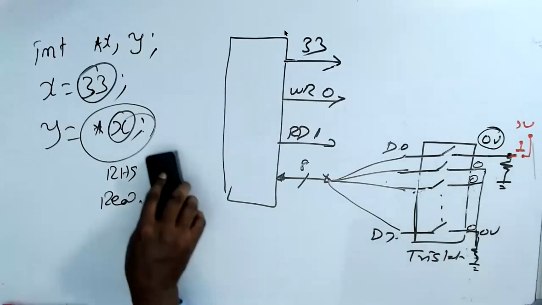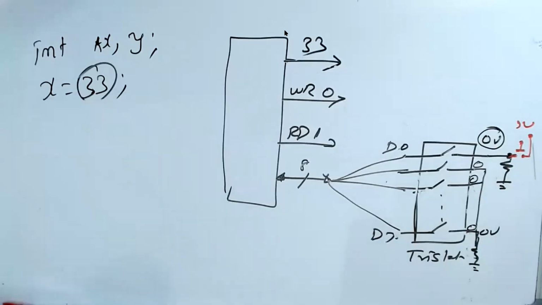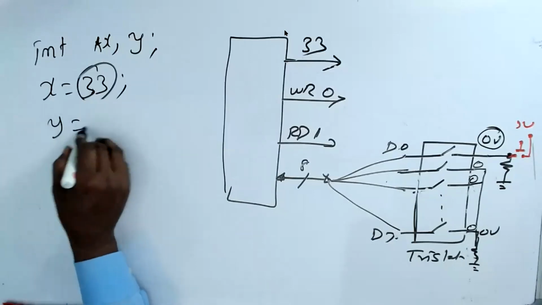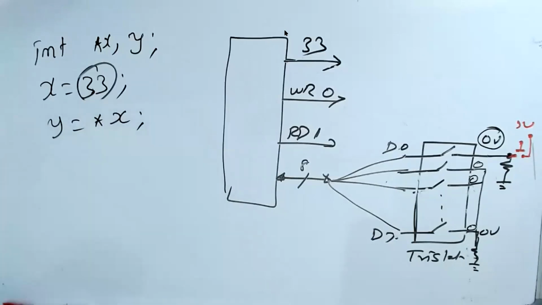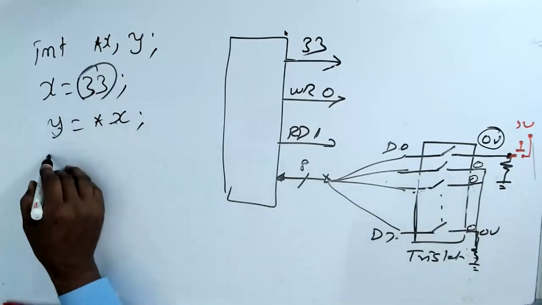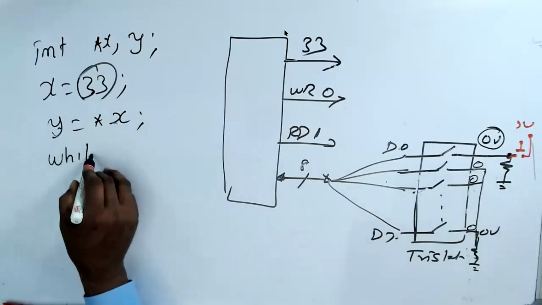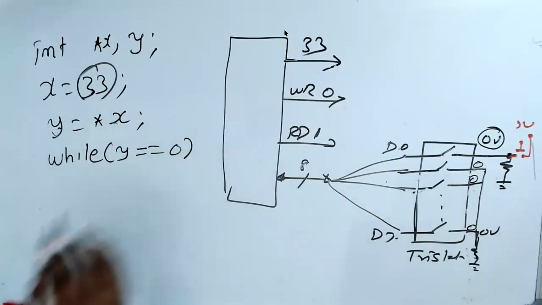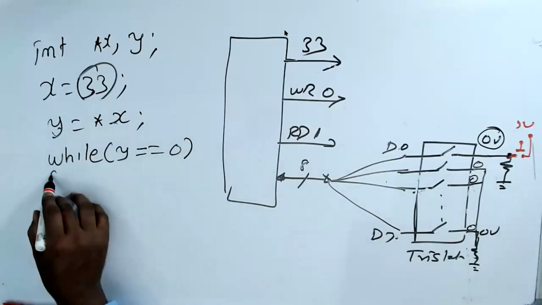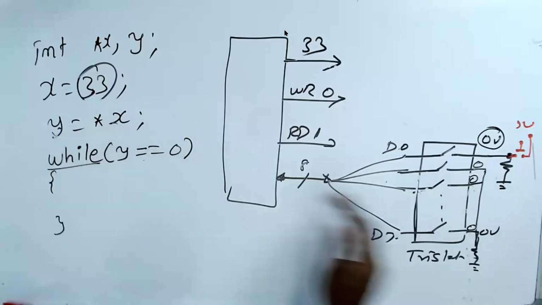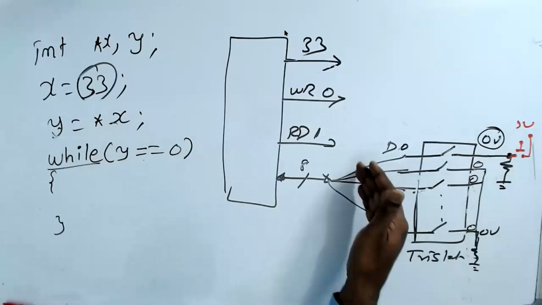Now I write a program. y = *x. I'm reading, and the switch is not pressed. I say while y is equal to 0. See what I'm doing now: while y is equal to 0, that means I read x and no button is pressed. I get 0 input, all zeros.